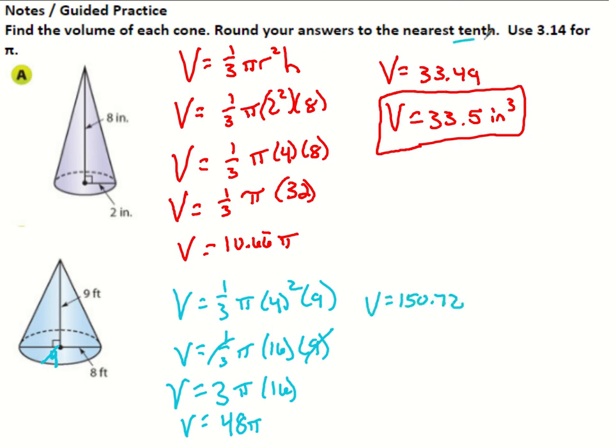150.72. I got to round to the nearest tenth. Well, that means I'm looking at this number to round this one. Well, 2 is closer to 70, or 72 is closer to 70. So it stays the same. This number is less than 5. So it's going to be 150.7. And I'm done.